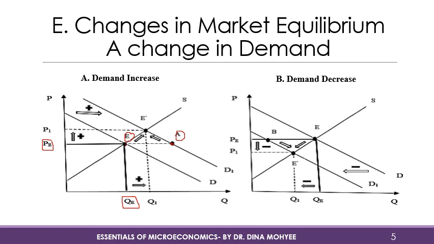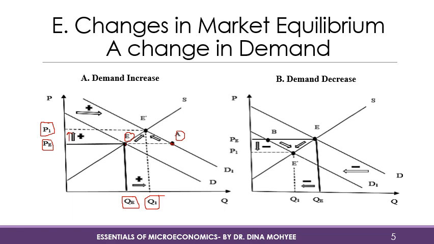As we have just discussed, when there is a shortage in the market, whereby the quantity demanded exceeds the quantity supplied, the price tends to rise. So the price will rise until we reach a new equilibrium at a higher price and a higher quantity. Okay, therefore, an increase in demand leads to a rise in the equilibrium price and quantity.